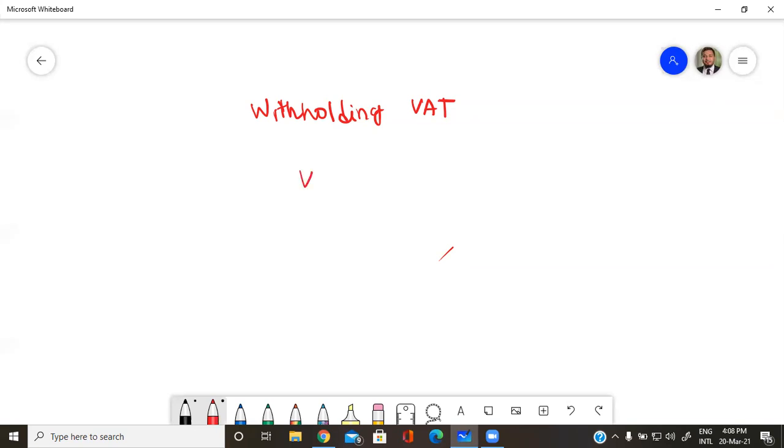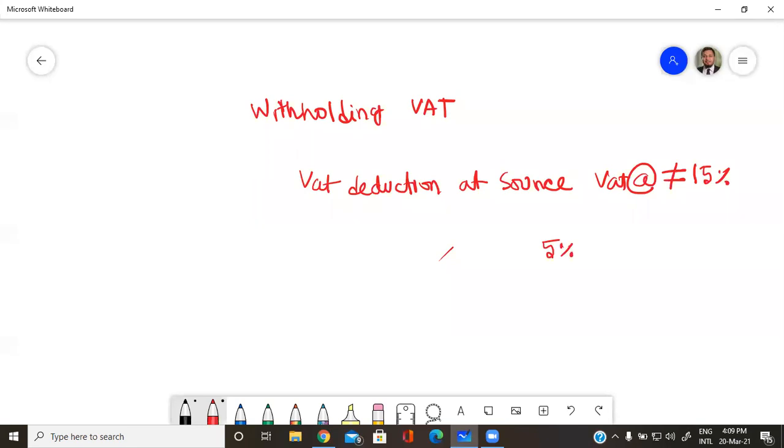One thing we would like to understand is that this VAT deduction at source will not be applicable if the VAT rate is not 15%. If the VAT rate is not 15%, in that case this VAT deduction at source will not be applicable. Let me give you some examples. Say, in some cases, the VAT rate is 5%. Is it applicable in that case? It cannot be applied.